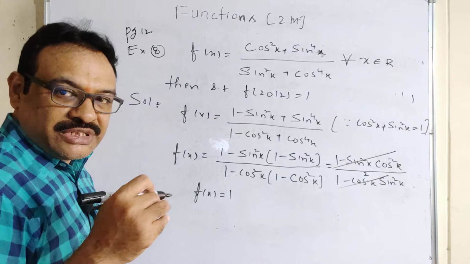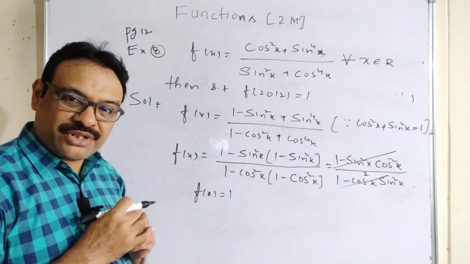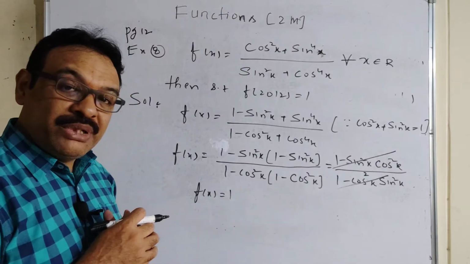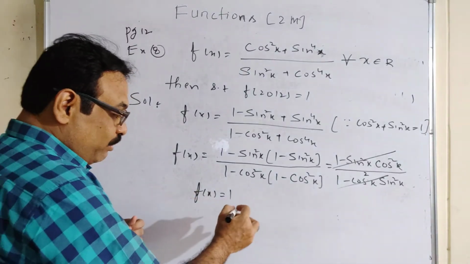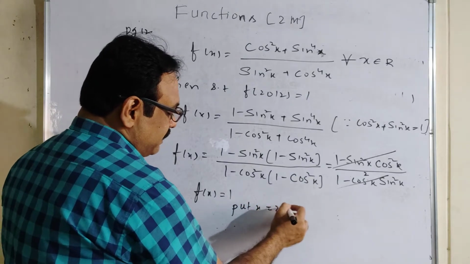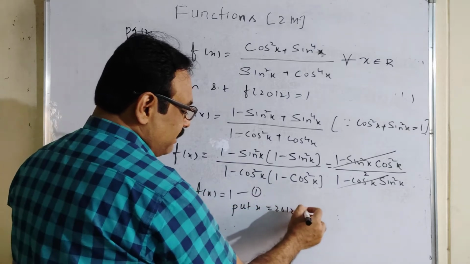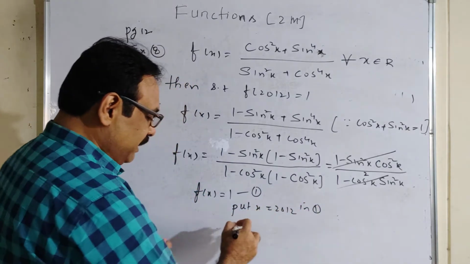First you need to understand one point. This is going to be the constant function. Do we have any variable besides x? Nothing is there. So what you have to do is put x is equal to 2012 in result 1. I am taking it as result 1.